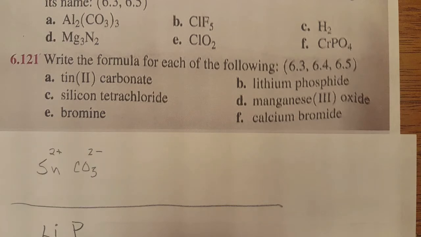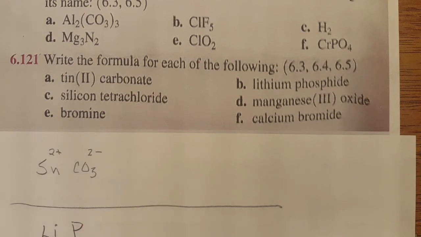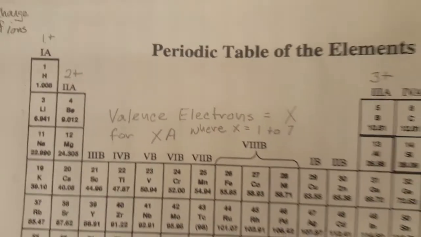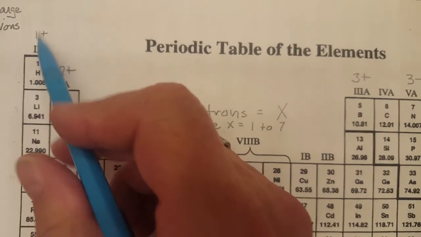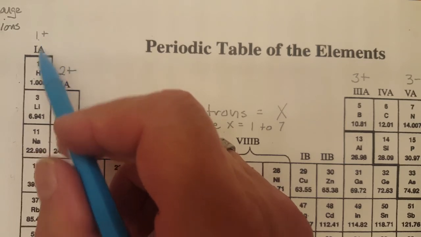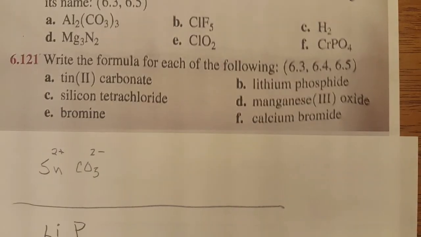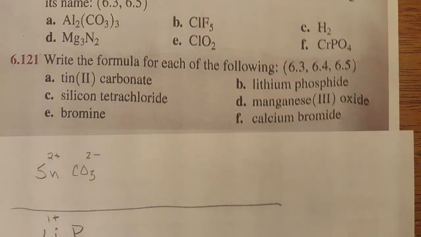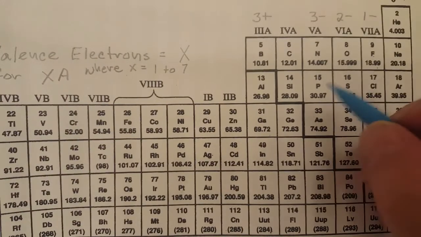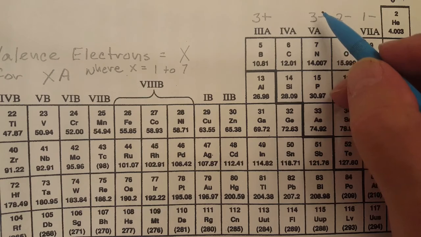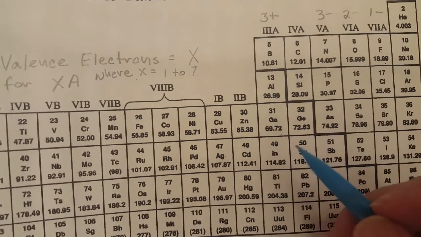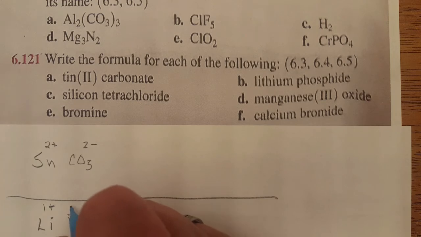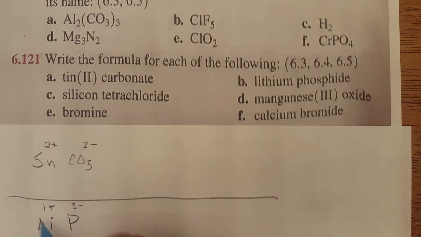Let's write down the charges. Lithium, based on the periodic table, is under column 1A, when it ionizes it gives up an electron and ends up with a charge of 1 plus. Let's look at phosphorus from the periodic table. When it ionizes, it picks up 3 electrons and ends up with a charge of 3 minus. So we're going to cross these. The lithium gets a 3 and the phosphorus gets a 1.